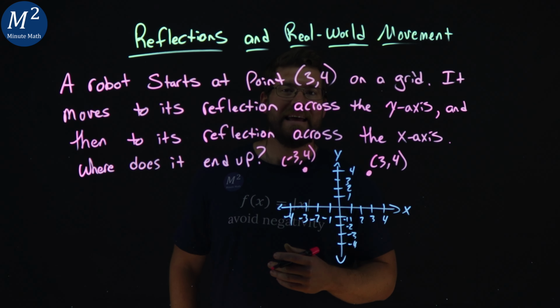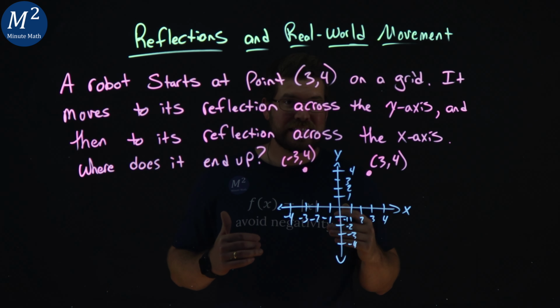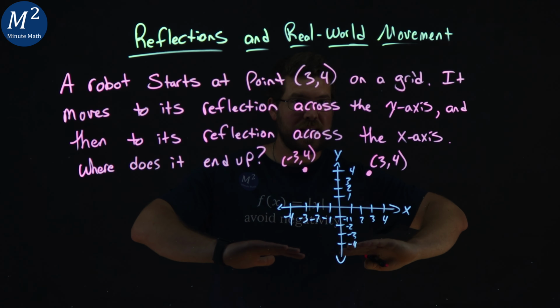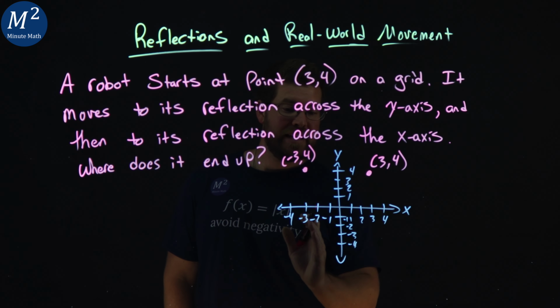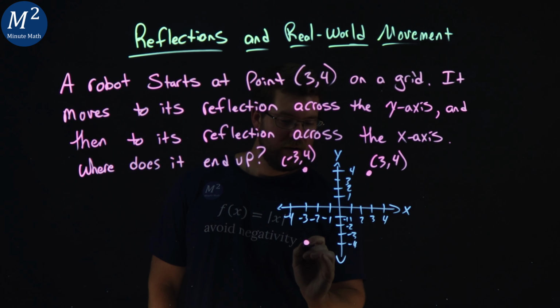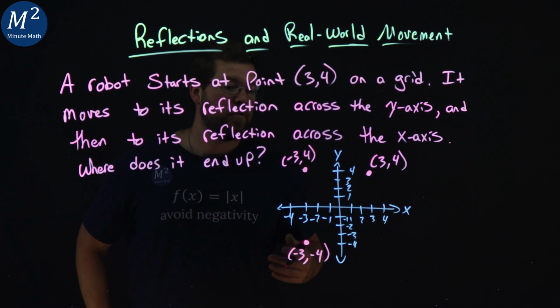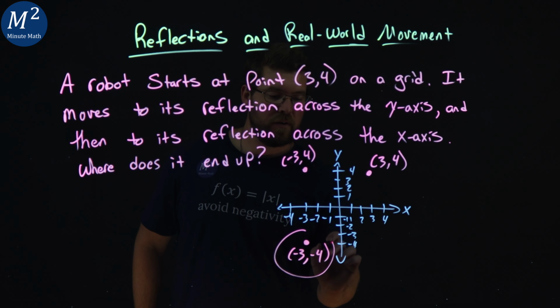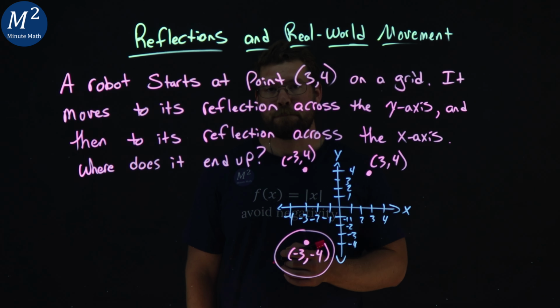Okay? Then from there, we want to reflect across the x-axis. We're reflecting across the x-axis right here. So reflecting that point across the x-axis, x value is the same, y value is the opposite. We have down here, and that's (-3, -4). And so the final position of the robot here is (-3, -4).